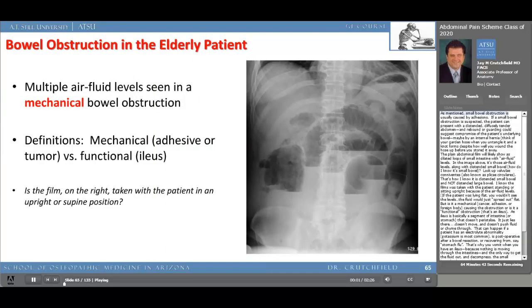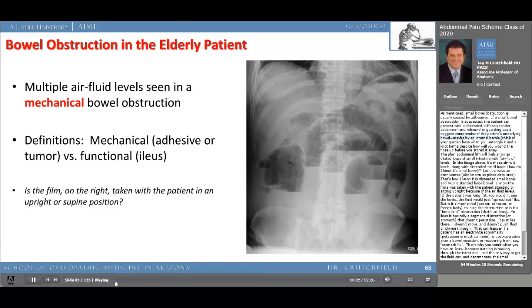I know this film was taken with the patient standing in the upright position because of the air fluid levels. If the patient was lying flat, you wouldn't see those levels. The fluid would just spread out flat. But is it a mechanical, i.e. a cancer, an adhesion, or a foreign body causing the abdominal obstruction, or is it a functional obstruction?